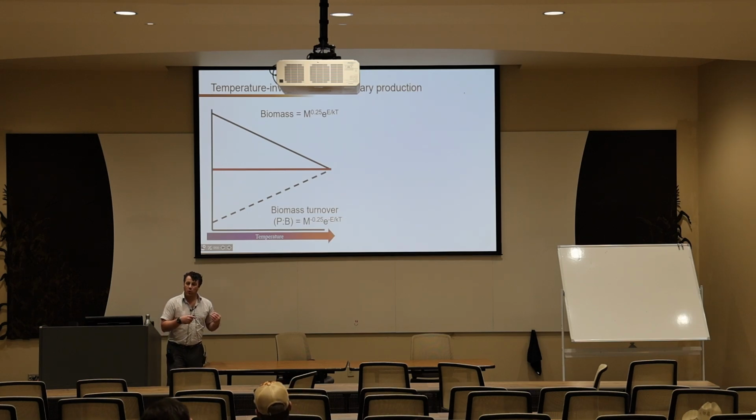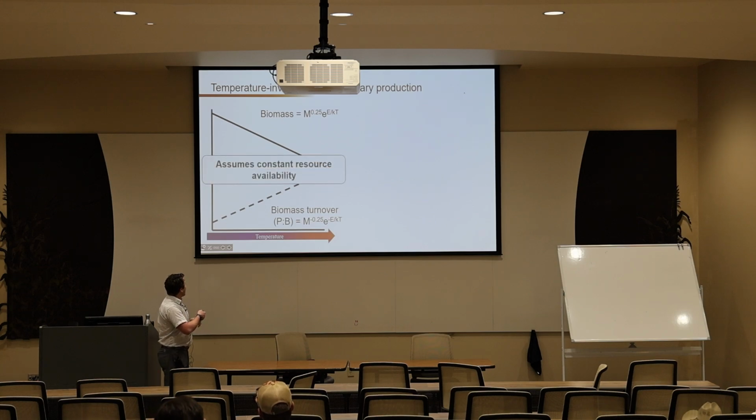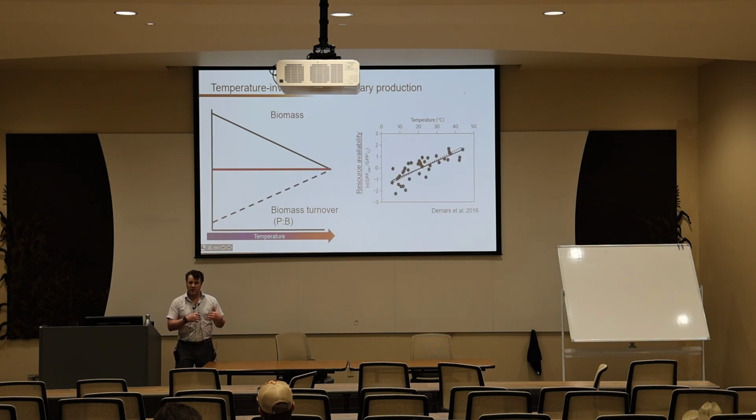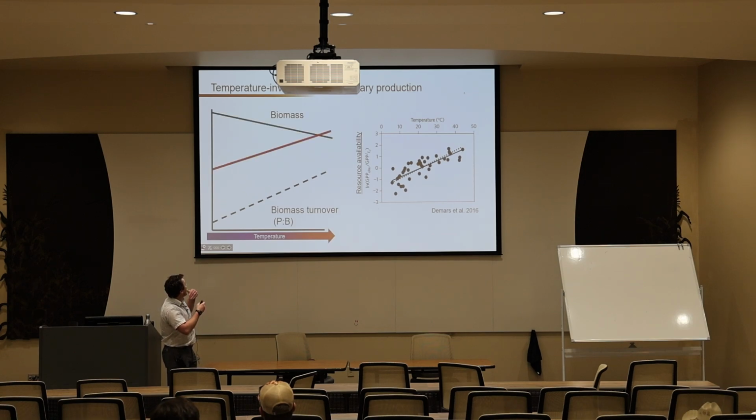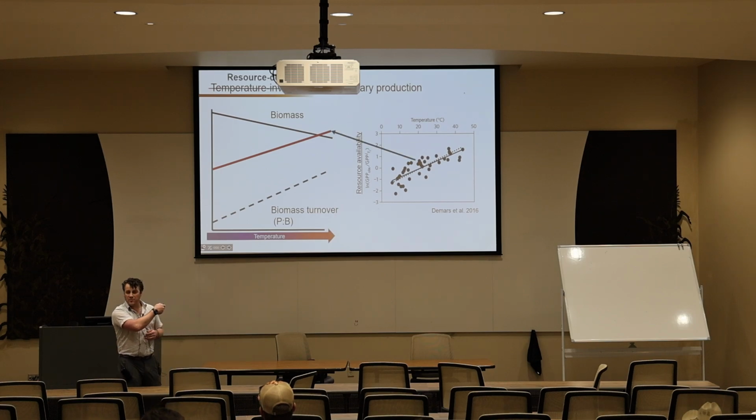However, there's one really important assumption baked into this, and that is that this assumes constant resource availability. And we know that temperature and resource availability can be intertwined. For instance, the rates of gross primary production, so the amount of primary or plant biomass in a system, increase with increasing temperature. This increase in resource availability with temperature can confound our predictions, and specifically this prediction of a temperature invariance, such that we can rethink this, not necessarily as a temperature invariance of secondary production, but as a resource dependence, right?